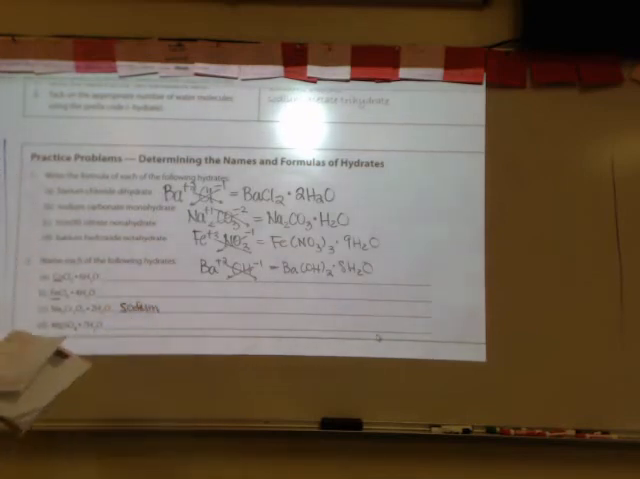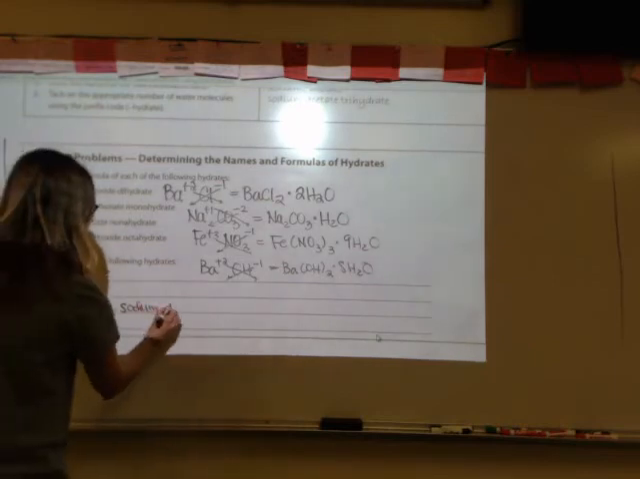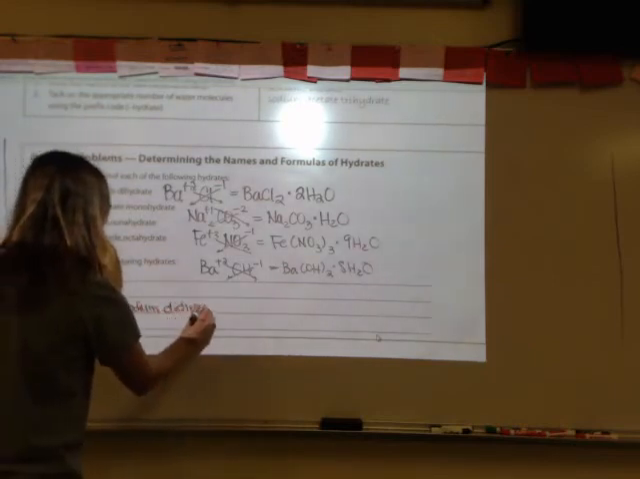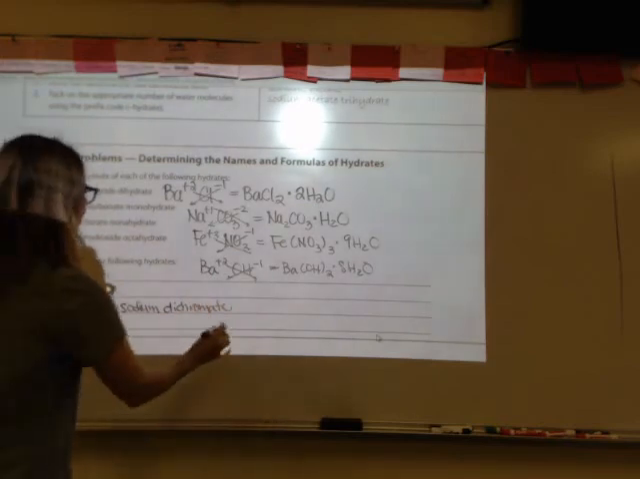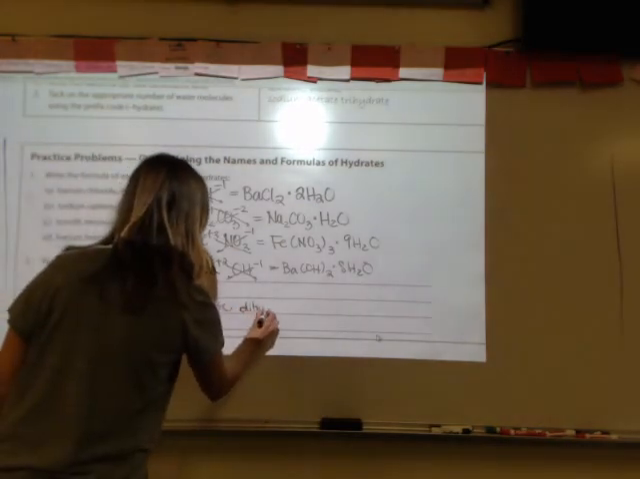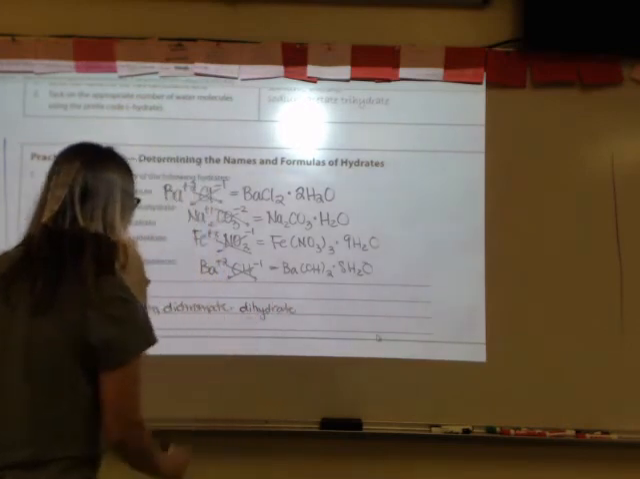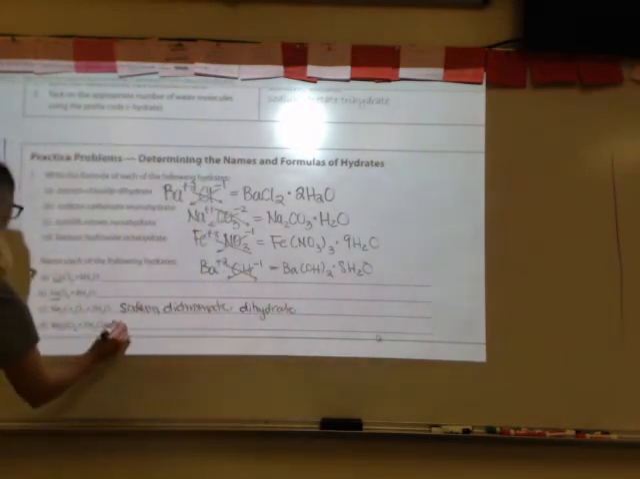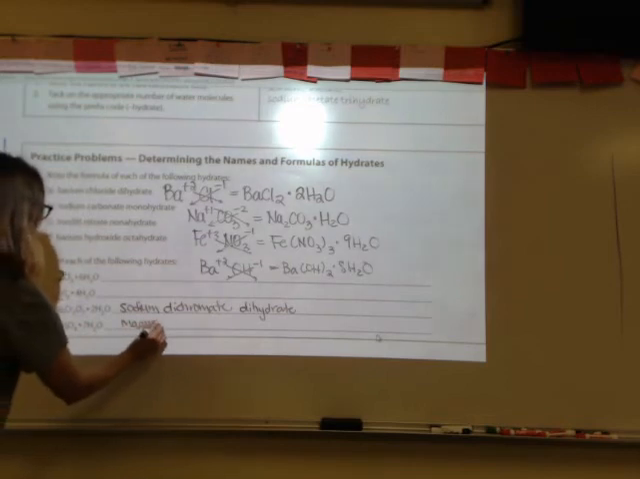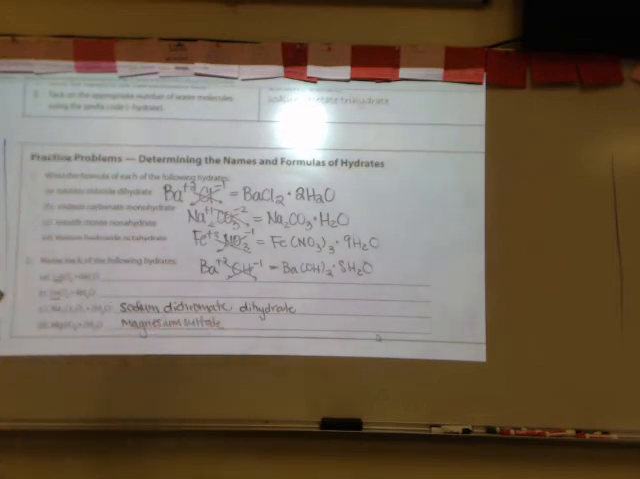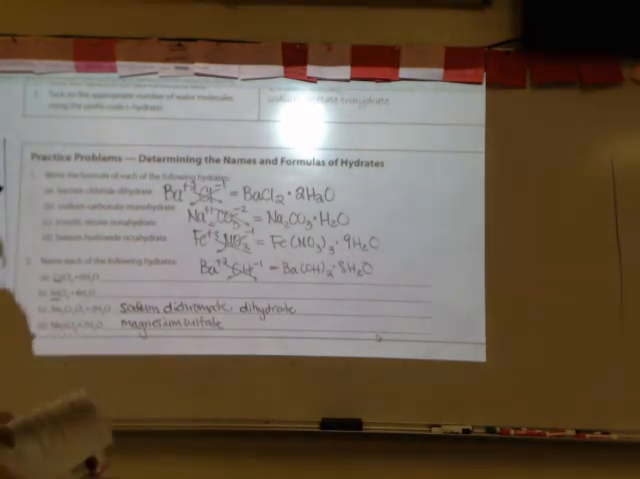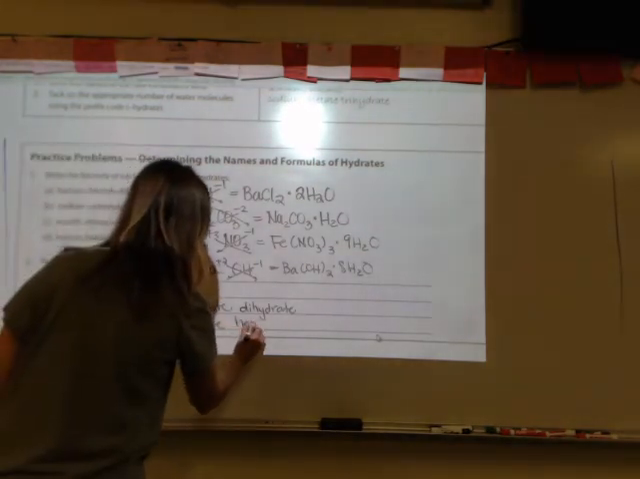Cr2O7 is on the bottom left of your periodic table. It's dichromate. And then you have 2 waters attached, so this would be dihydrate. The dihydrate is one word. D, this is magnesium sulfate. And then since you have 7 waters attached, this would be heptahydrate.